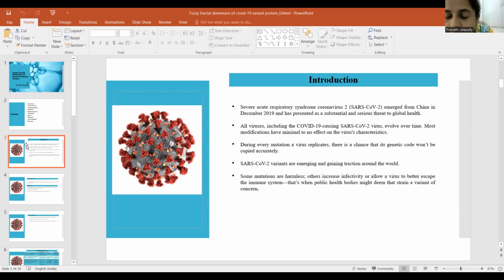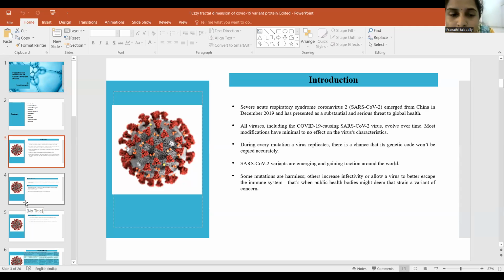Viral protein. The SARS coronavirus variants are emerging and gaining traction around the world due to the mutations that are taking place in the viral protein. Some of these mutations are harmless and some increase infectivity, and they escape the immune system of humans. These variants are classified into two types, variants of concern and variants of interest. Among variants of concern, we have the alpha, beta, gamma, delta, and Omicron variants, whereas among variants of interest, we have the kappa variant and the Iota variant.